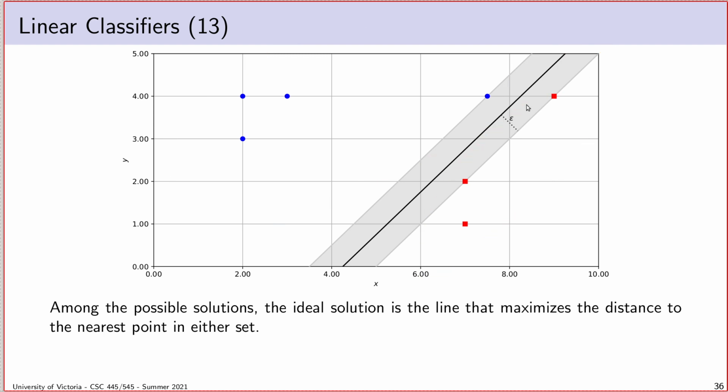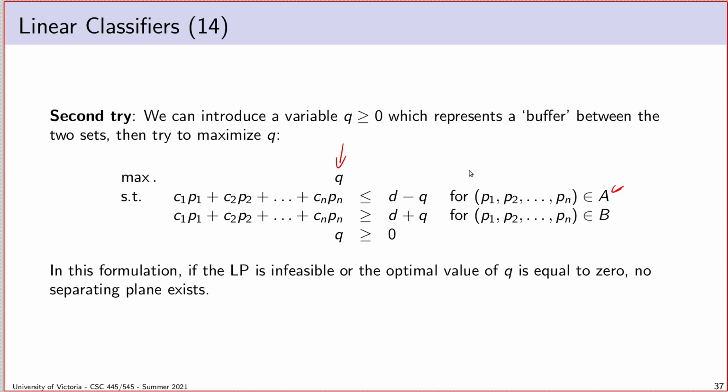So I'm actually deliberately defining, quite literally, a gray area where no points are allowed to be. Nothing is allowed to lie between these offset lines and the line itself. And I want to find the largest Q that I can. I want to make the gray area as wide as possible. So I maximize Q such that everything in set A lies on one side of the line defined by D minus Q, and everything in set B lies on the other side of the line defined by D plus Q. And the idea is I want to find a normal vector C and this offset Q that is as big as possible.